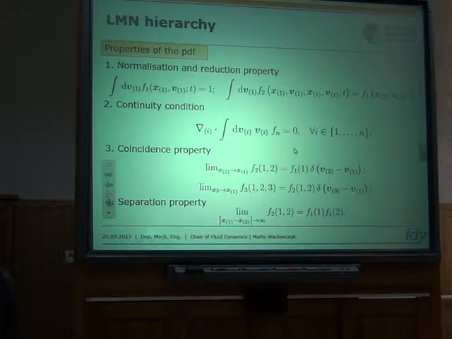And we have to take into account also some constraints that have to be satisfied for the PDF functions. That is the normalization and reduction property, the continuity condition, and the coincidence property, where two points become close to each other. This is important, especially because it is used in the derivation of the Lundgren-Monin-Novikov equation, and also a separation property.